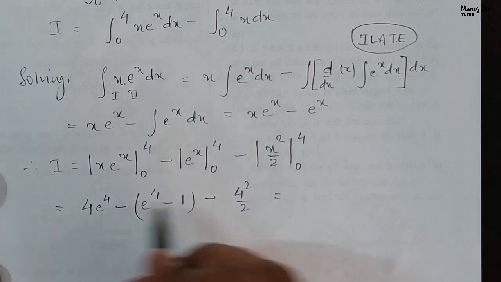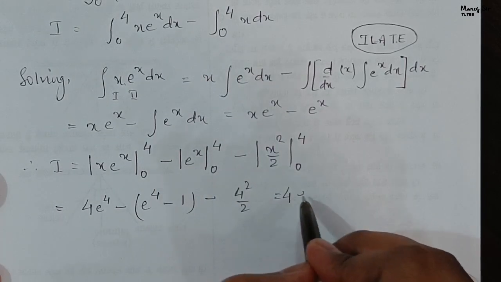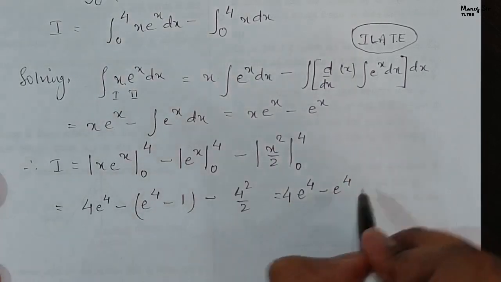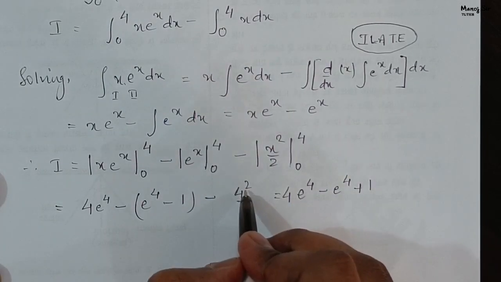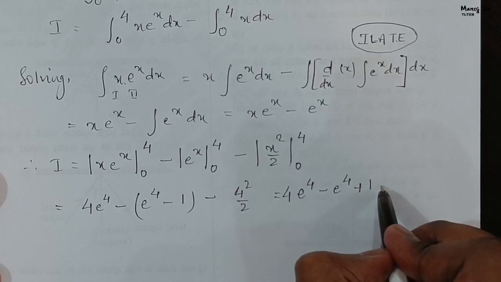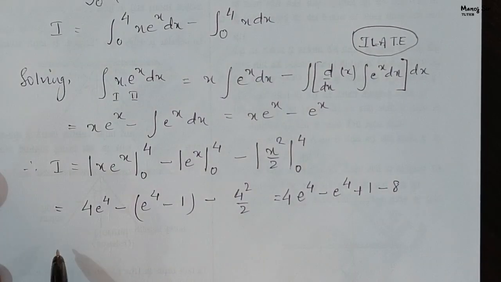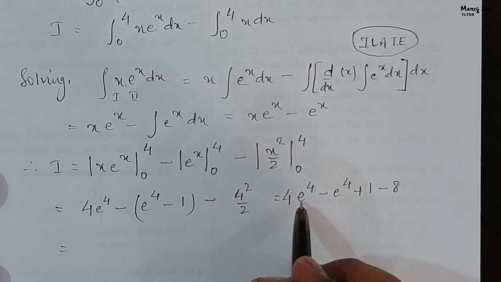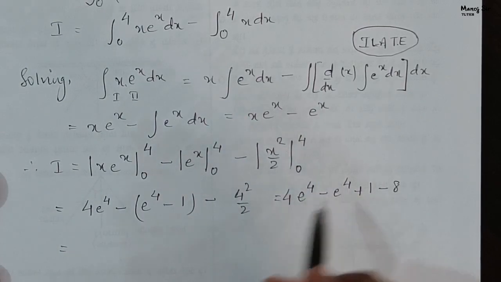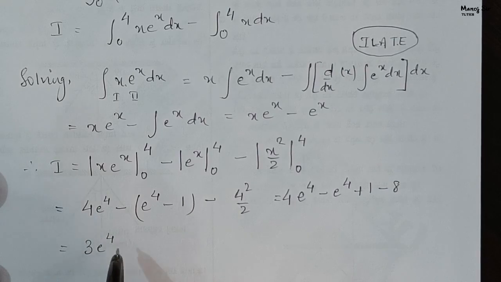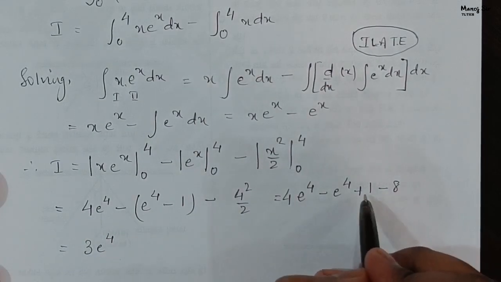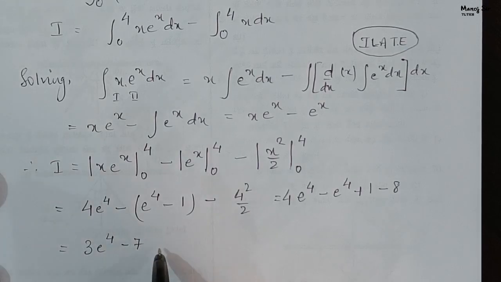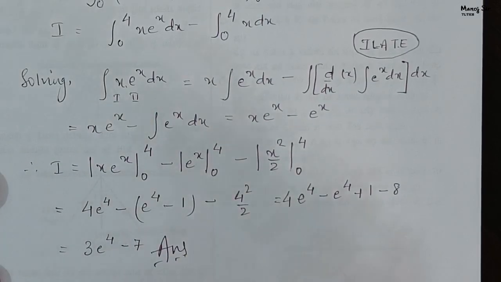On solving this, you will get 4 into e to the power 4 minus e to the power 4, minus minus will become plus, and this is 4 square, that is 16 upon 2, that is 8, so minus 8. Now solving this, 4 into e to the power 4 minus e to the power 4 will become 3 into e to the power 4, minus 8 plus 1. This is minus 7. And this is my final answer.